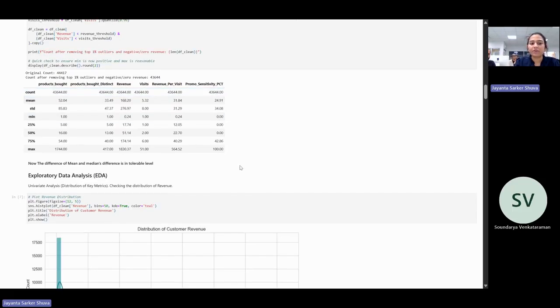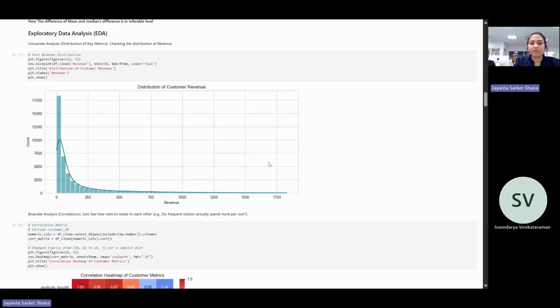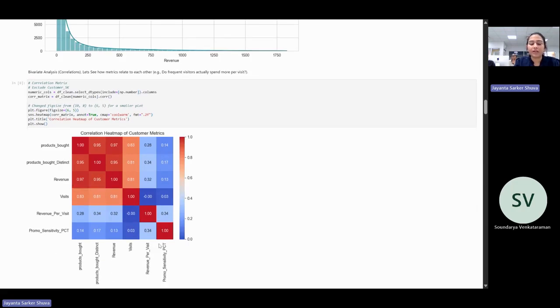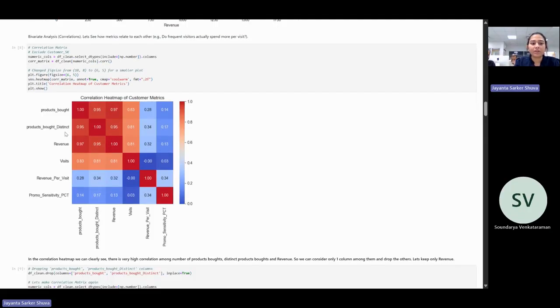With this we wanted to do the exploratory data analysis. Here we have done the distribution of customer revenue, and we could see the distribution from 0 to 50, showing how many customers are in the highest range. Now we wanted to show how the customer metrics are correlated using a heat map. Here we could see that it is highly correlated for these attributes.